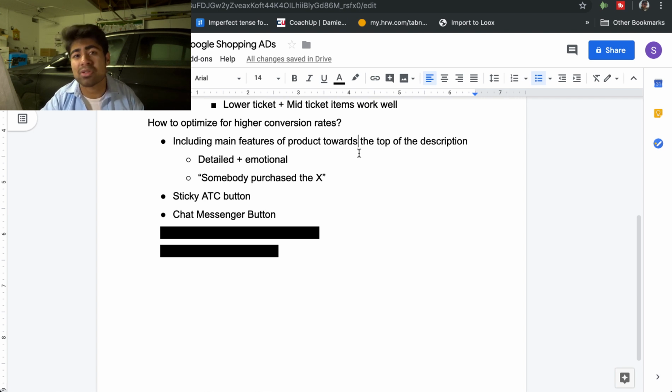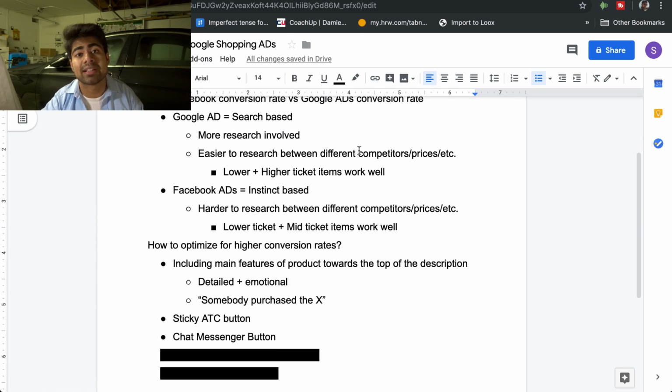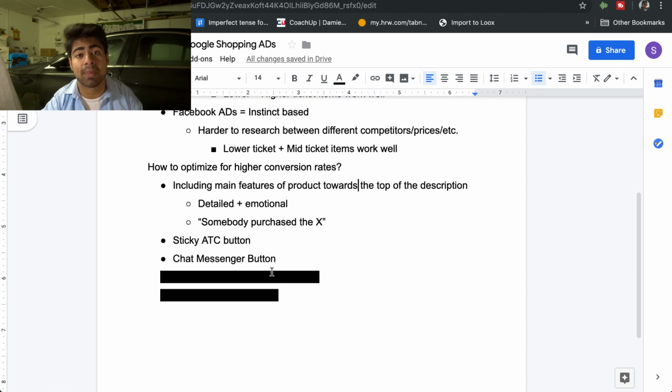Again, I keep on going back to the main point, which is Google is a search-based platform. To increase your conversion rates, definitely get a chat messenger button, because there may be some questions these people have while searching for a specific product that they want, which they can ask directly via the chat messenger button. And when they ask you this, you can reply back to them and you may actually convince them to buy from you.